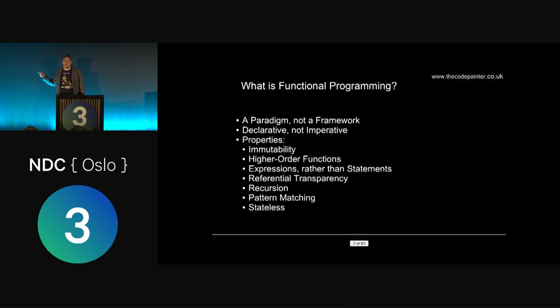So that's acceptable. But no other kind of if is. Referential transparency, that means given the same set of parameters, a function will always give the same result no matter what, no matter anything. Recursion. Are we good with recursion? Good. Going to be a tough talk otherwise.